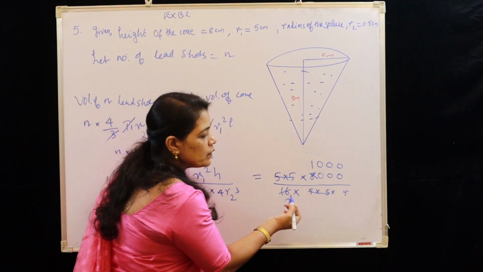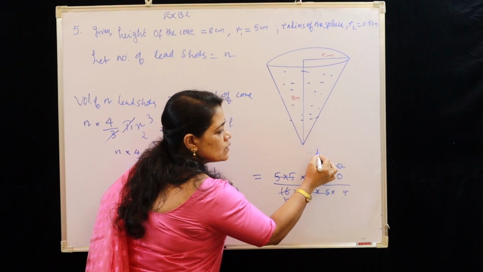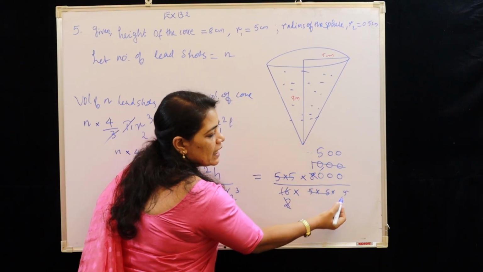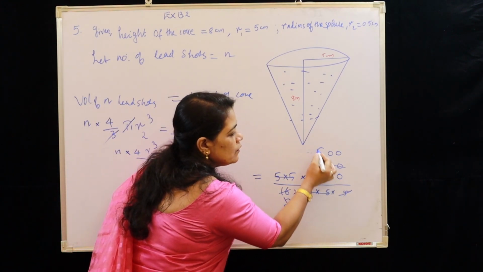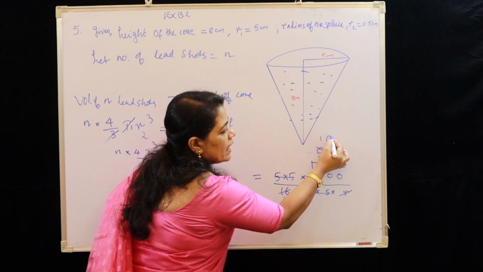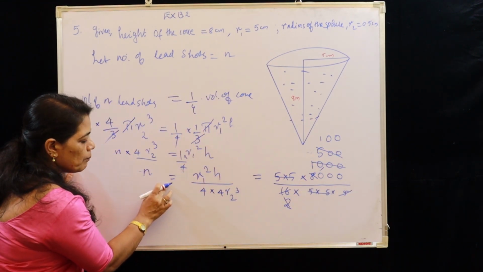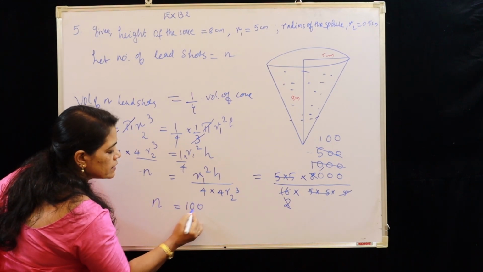Again you can divide this 2 and 1000. That is 500. 2 in 10, 5 and 500. And we have 1 5 in the denominator. So 5 in 500, 1 and 100. Okay, that means we have got the number of lead shots n is equal to 100.